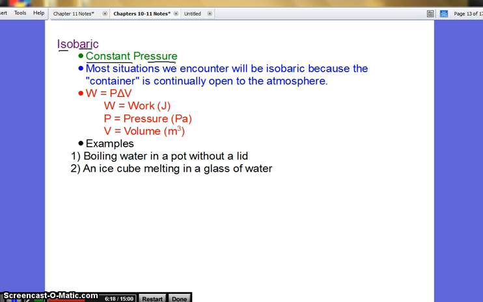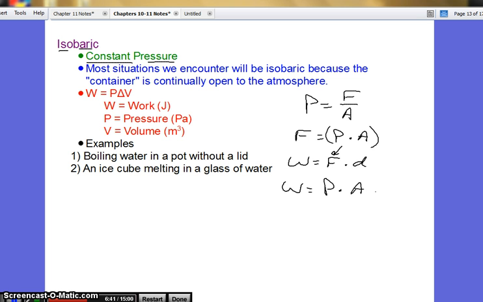Now, one thing we can do here is if it's isobaric, we can calculate the work done. We had said before that pressure is force over area, and therefore force is equal to pressure times area. Now, work is force times distance, and if we replace the force with pressure times area, we get that work is pressure times area times distance.